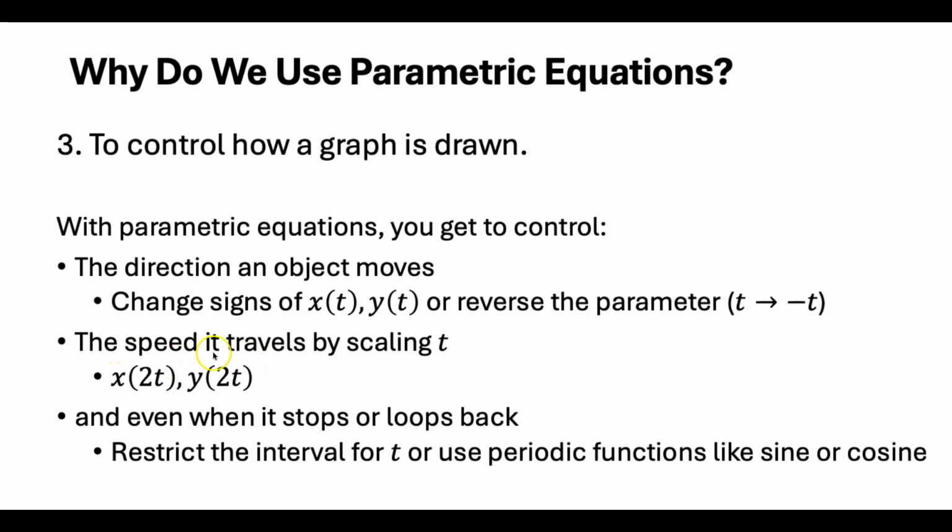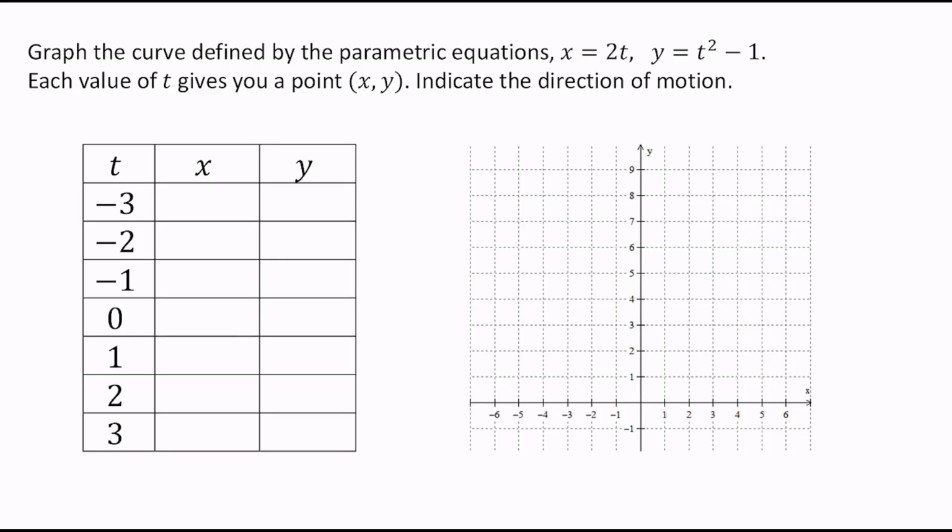We can change the speed it travels by scaling t, by multiplying t by a scalar. So we could have x of 2t and y of 2t. And even when the object stops or loops back. So we can restrict the interval for t values that we're going to substitute in, or use periodic functions like sine or cosine. Let's take a look at an example.